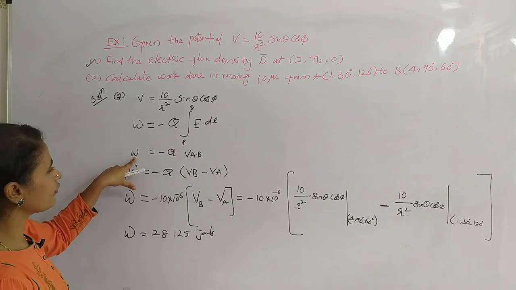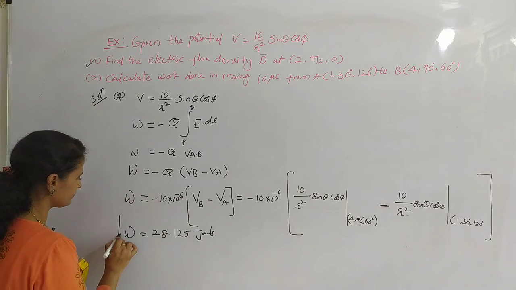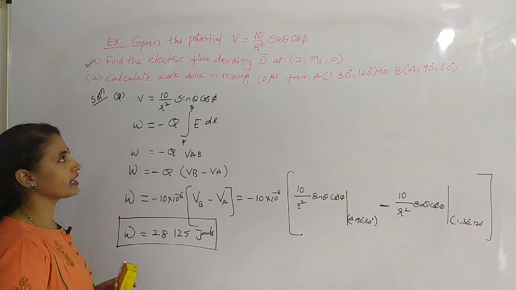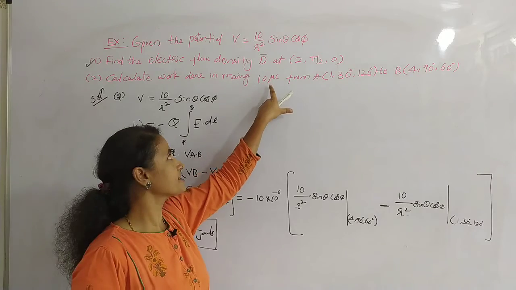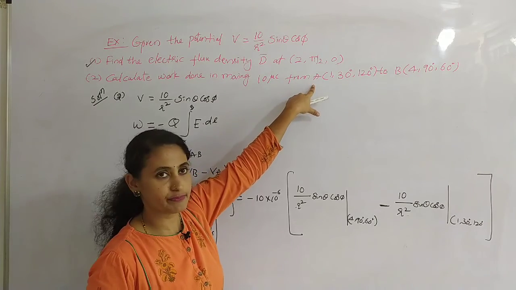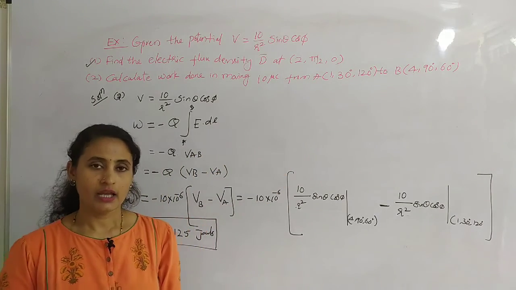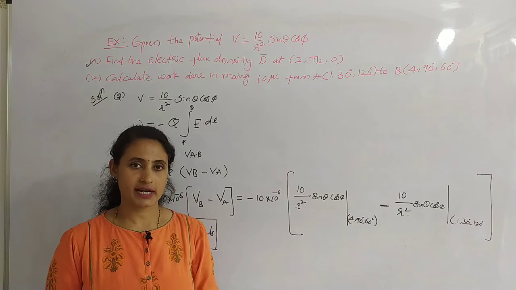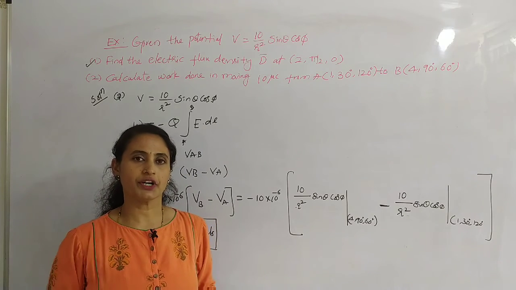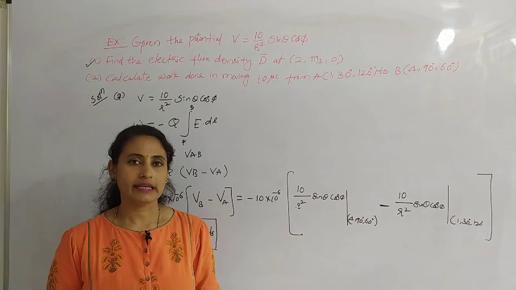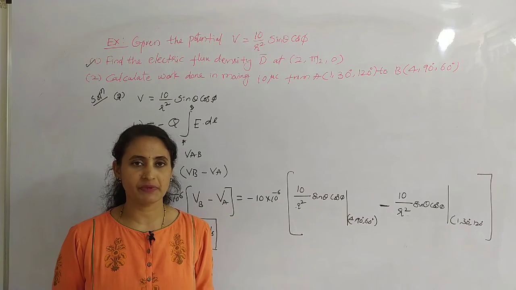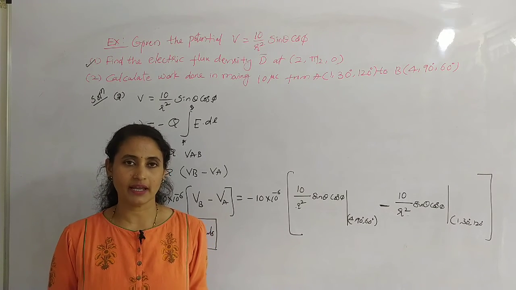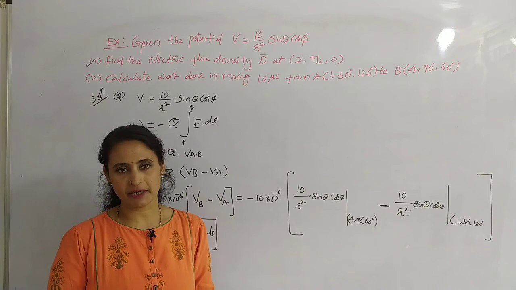The unit for the work is nothing but joules. You will be getting this many joules required to move the point charge from this point to that point. With this, we have concluded Unit 1, Electrostatics 1. In this unit, we have discussed the electric field in free space. Free space means where there is no material space, free of material space.